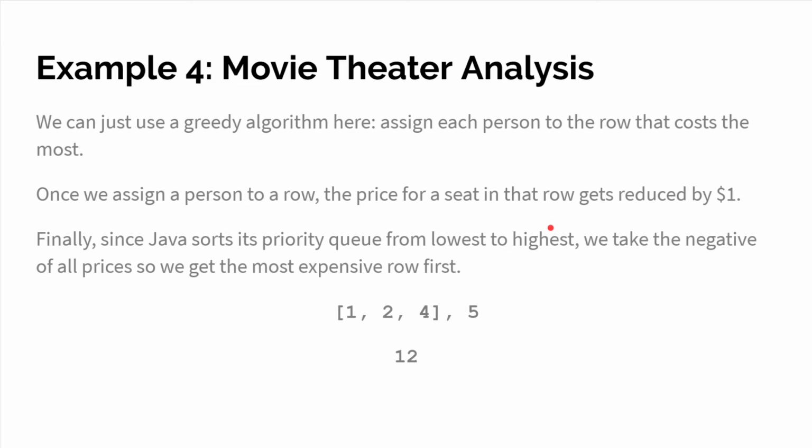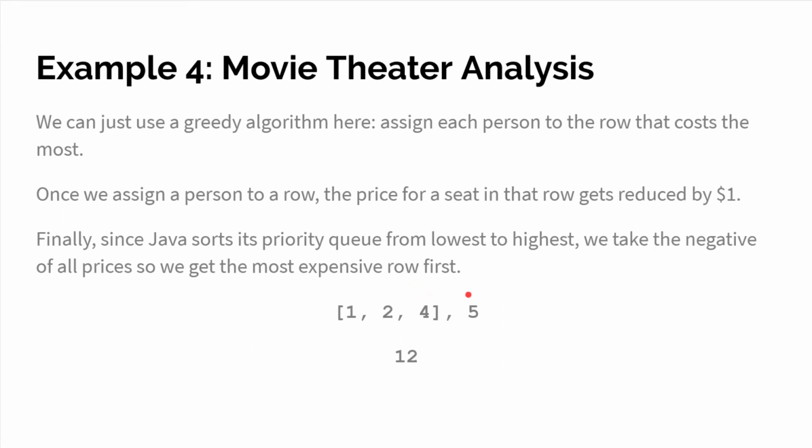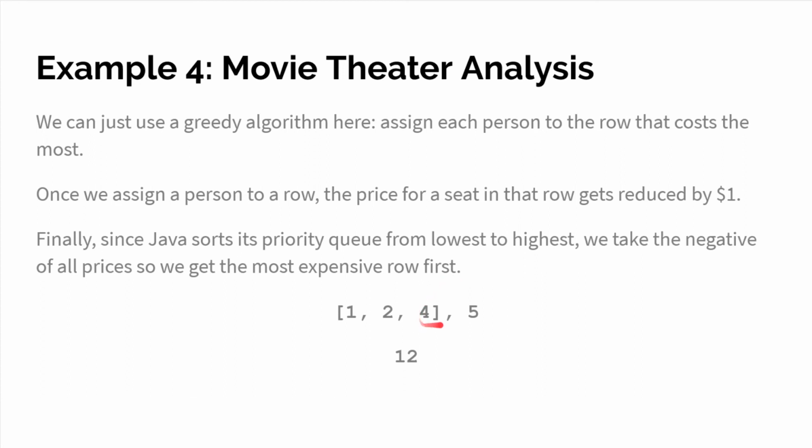revenue. So, for example, in this case, we might have 5 people, and there are 3 rows, one with 1, one with 2, one with 4 seats. So we would assign the first person to the row with 4 seats, which means that we get $4. And then the seats in that row now have $3 left. And then we assign the next person to the same row, 3 seats left, because that's still the row with the most cost. So we have an additional $3 of revenue. Then we assign the next one to the one with 2, then one with 2, and then finally one with 1. This allows us to get a maximum of $12 of revenue.